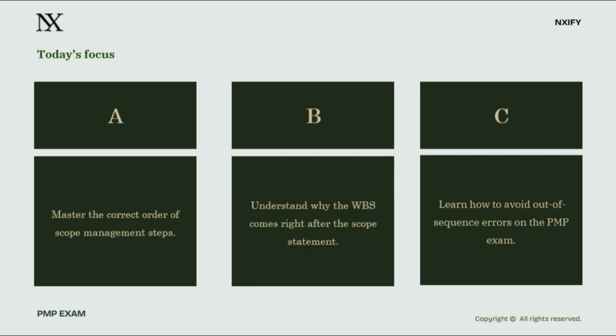The third layer, and this is the one that separates passing candidates from failing ones: learn how to avoid out-of-sequence errors on the PMP exam. PMI loves to build questions where every single answer option describes a perfectly legitimate project management action. Nothing is obviously wrong. The only difference between the correct answer and the 3 traps is when each action belongs in the sequence. Get the order wrong and you lose the point, even if you knew every concept on the list. So today, we're not just learning what these steps are, we're learning exactly where they live in the process.